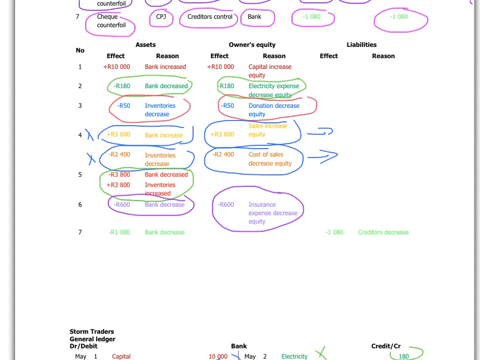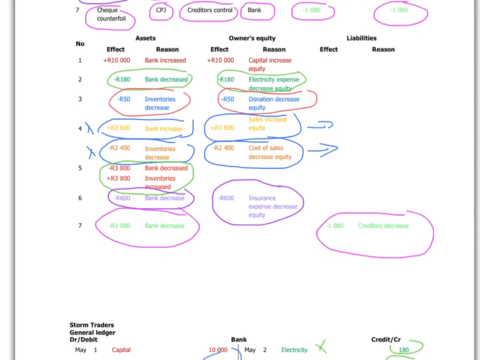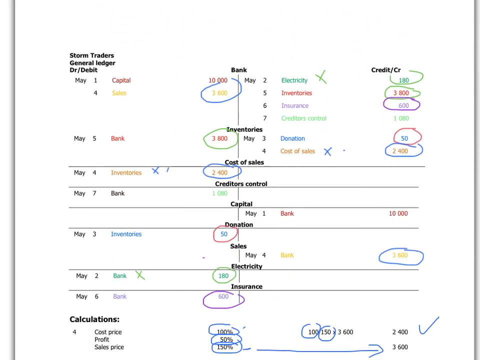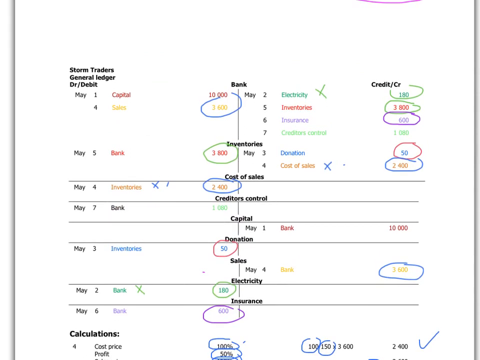The money was taken out of the bank, so the bank decreased my assets, and we owe less money to the creditors, so my creditors and my liabilities decreased. In the ledger, I will show that the money was taken out of the bank. So the bank is credited to reduce the amount of money in the bank. And I will debit creditors to show that my debt that I owe to the creditors was reduced.